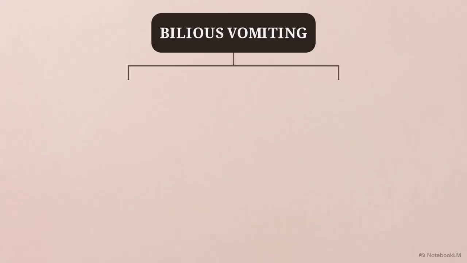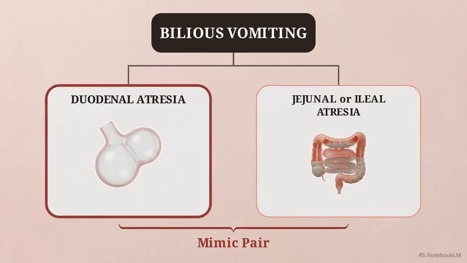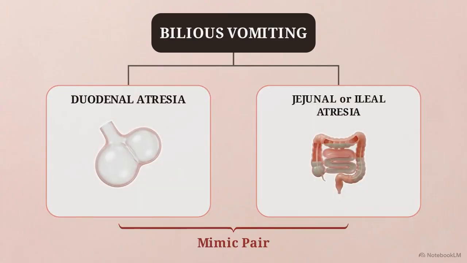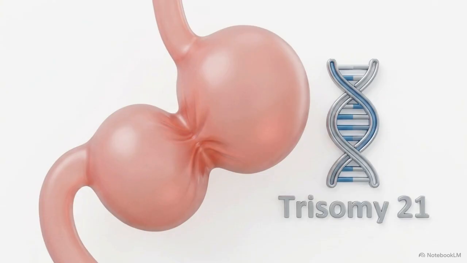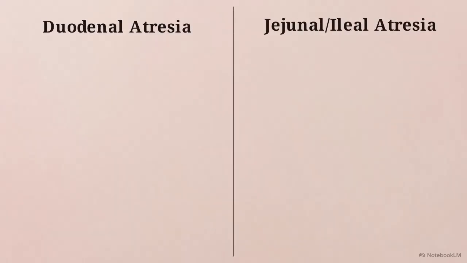This introduces the first mimic pair, duodenal atresia versus jejunal or ileal atresia. While both cause bilious vomiting, their origins are distinct. Duodenal atresia is a failure of bowel recanalization and is highly associated with Down syndrome. This side-by-side comparison matrix isolates their diagnostic differences. On the left, duodenal atresia presents with the double bubble sign.